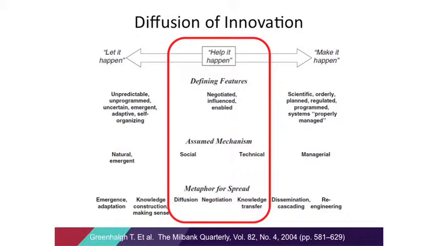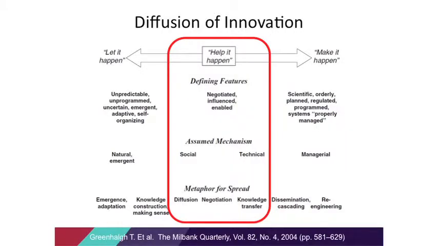Letting it happen is very emergent, and it's unpredictable, it's not programmed, and something good might happen, but something bad might happen as well. On the other side, making it happen is the notion that you can top-down control and make things happen. So it's programmed, it's managerial, it's scientific and orderly.